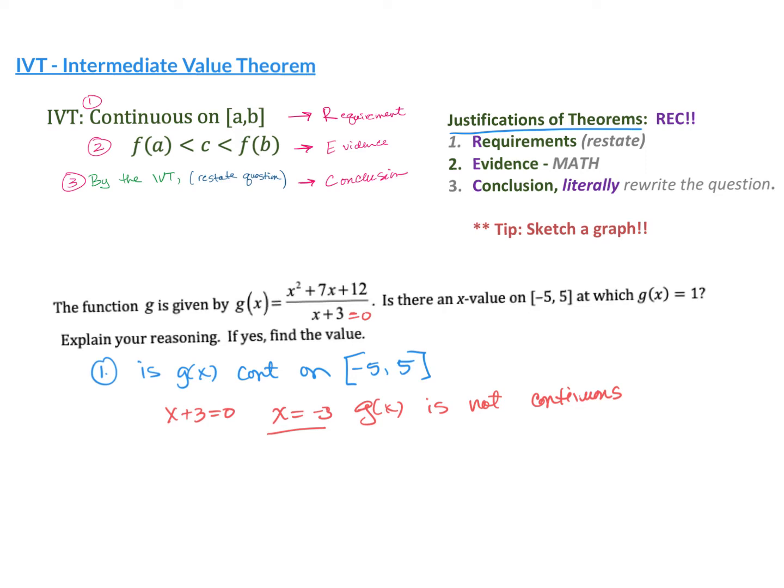So there may be an x value, but there's not guaranteed an x value because there's a hole in this function. So in this case, you cannot use the IVT. So on this question, the IVT does not apply. So you can put no, the IVT does not apply on -5, 5. So an x value is not guaranteed.